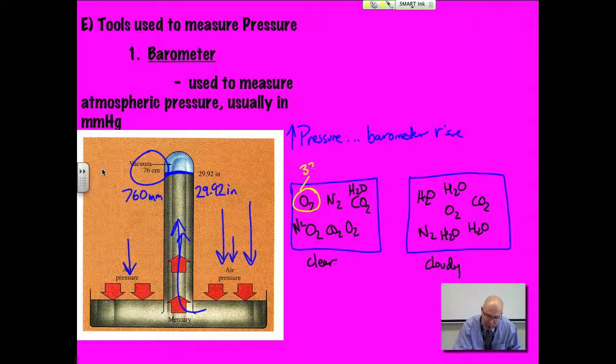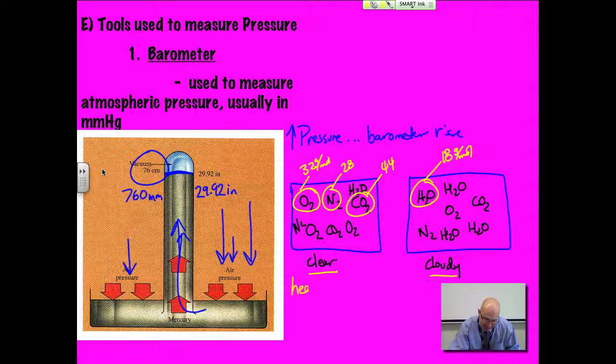Oxygen, 32 grams per mole. Nitrogen, 28. Carbon dioxide, 44. When you look at water, it's 18 grams per mole. So which one of these, the clear day or the cloudy day, has heavier air? Well, there's heavier air on a clear day, because there's more of these heavier molecules.